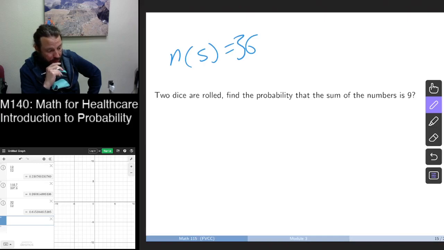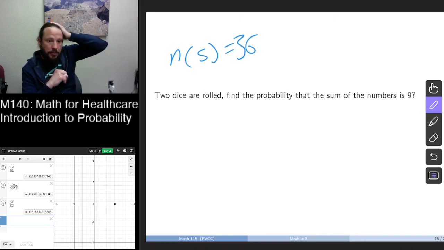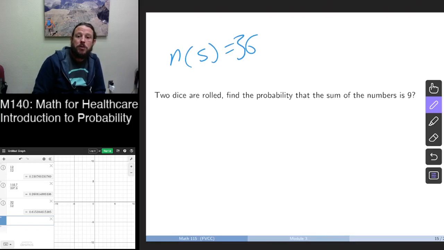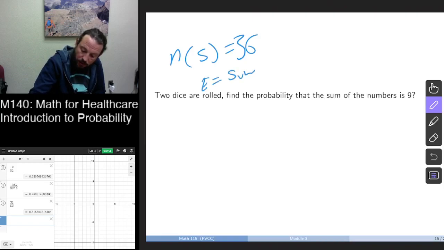If you don't remember how we got that, please refer to the two dice sample space sheet in Eagle Online or the last video to see the one that we used there. All right, so that was 36. What's the sum of the numbers is 9? Let's say E is the event that the sum is 9.